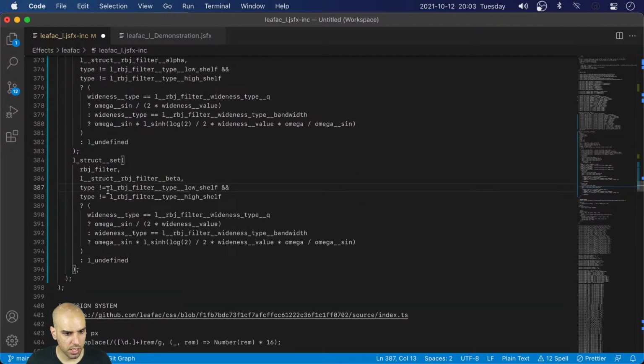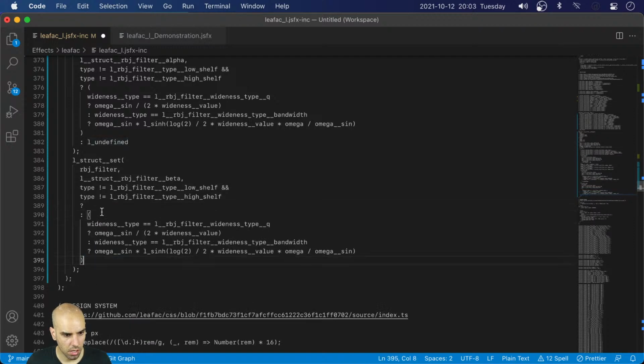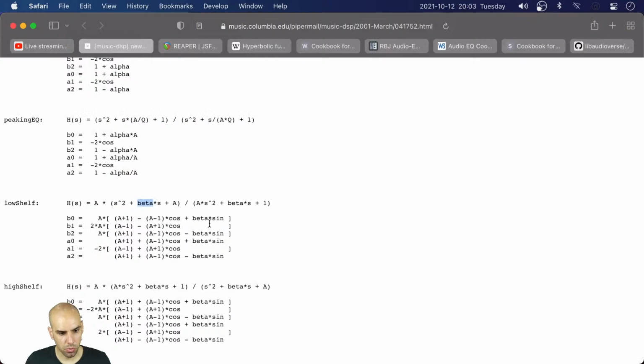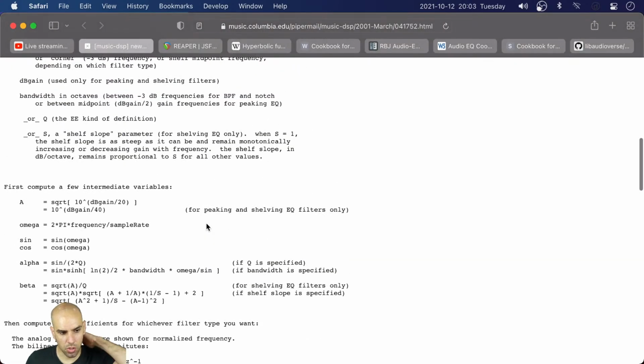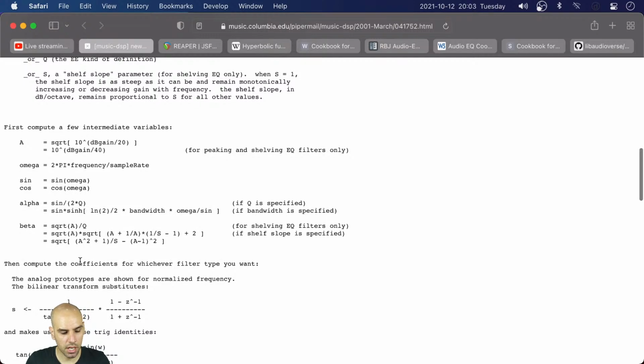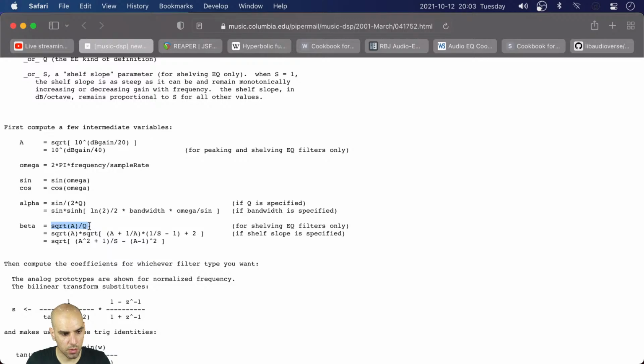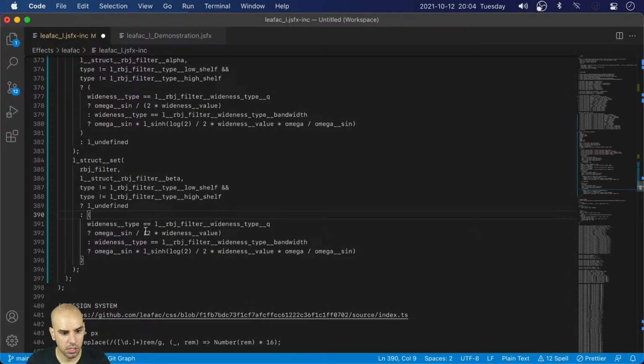So if my type is different from low shelf and high shelf, I am in a non-shelving situation, then beta is undefined. Otherwise, I have to use this notion again of Q. So if I have defined stuff with Q, and I don't have an equation for bandwidth in this context, so I'll have to do some error checking for that as well. So if I have a Q, then this is the formula, square root of alpha divided by Q.